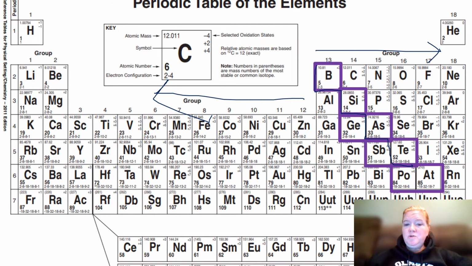Most of the questions you will see on the exam will include boron, silicon, germanium, arsenic, antimony, and tellurium. But these two are touching the staircase, so we don't discount them, okay? Metalloids on the staircase, with one exception that is on the staircase but is a metal, remember aluminum.